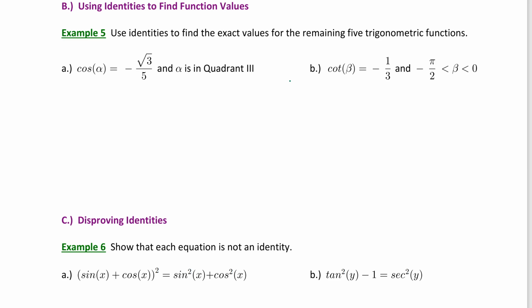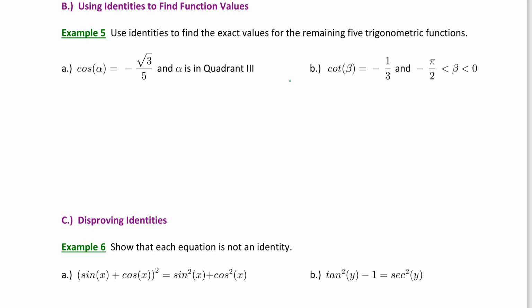For our next exercise, we will use identities to evaluate function values of trigonometric functions. Example 5 says use identities to find the exact values for the remaining 5 trigonometric functions. So in part A, we're given the fact that cosine of some angle alpha is equal to negative square root of 3 over 5. We're also given the clue that even though we don't know the angle that alpha represents, we do know that alpha is in quadrant 3.